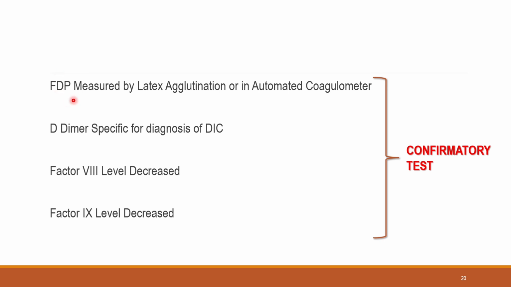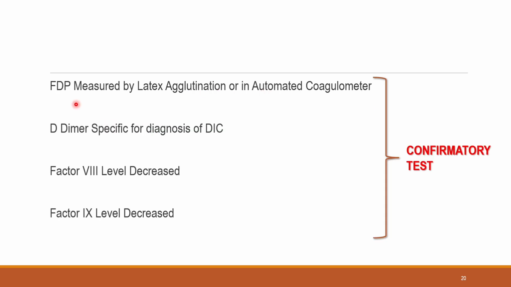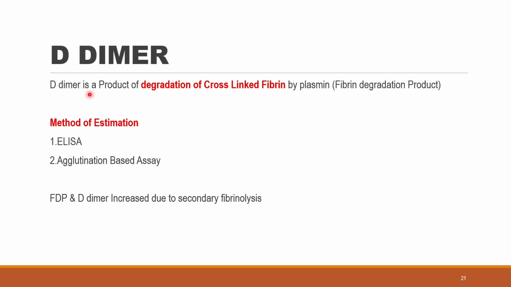But if we are estimating specifically only fibrin degradation product, then it is a D dimer. So the difference is that D dimer is a degraded product of cross-linked fibrin, while the FDP, fibrin degradation product, is a degradation product of cross-linked fibrin as well as fibrinogen. So we can say that both are indicators of fibrinolysis.